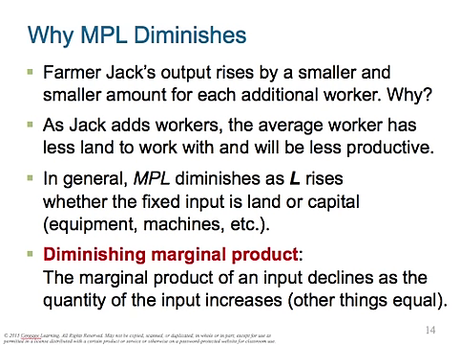You can think about this in terms of a factory as well. If you keep adding machines and workers, eventually you're going to run out of room, and as you add one more, it's going to be less productive. In general, marginal product of labor diminishes as labor rises, whether the fixed input is land or capital, i.e. the equipment in a factory, machines in a factory, space in a factory. Diminishing marginal product, thus, is the marginal product of an input declines as the quantity of input increases, other things being equal.